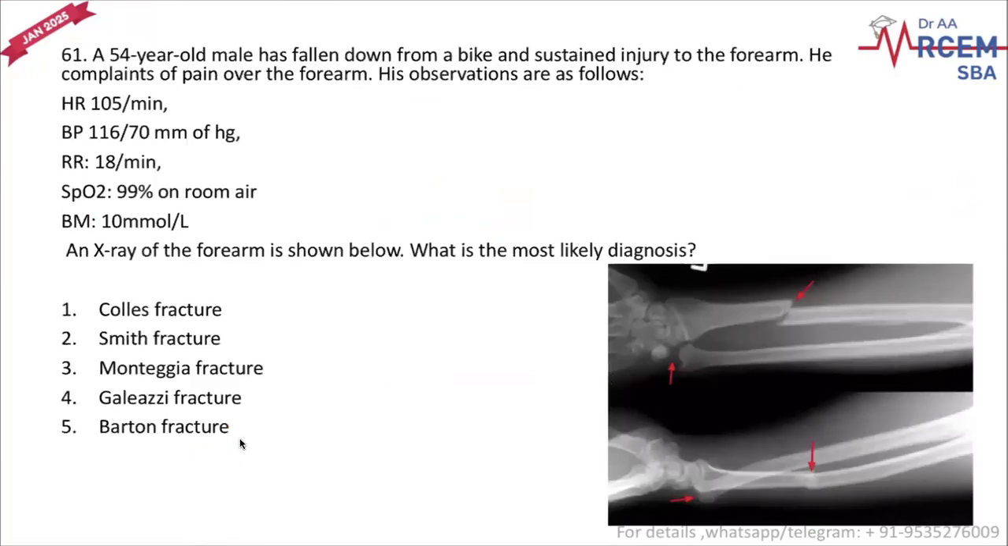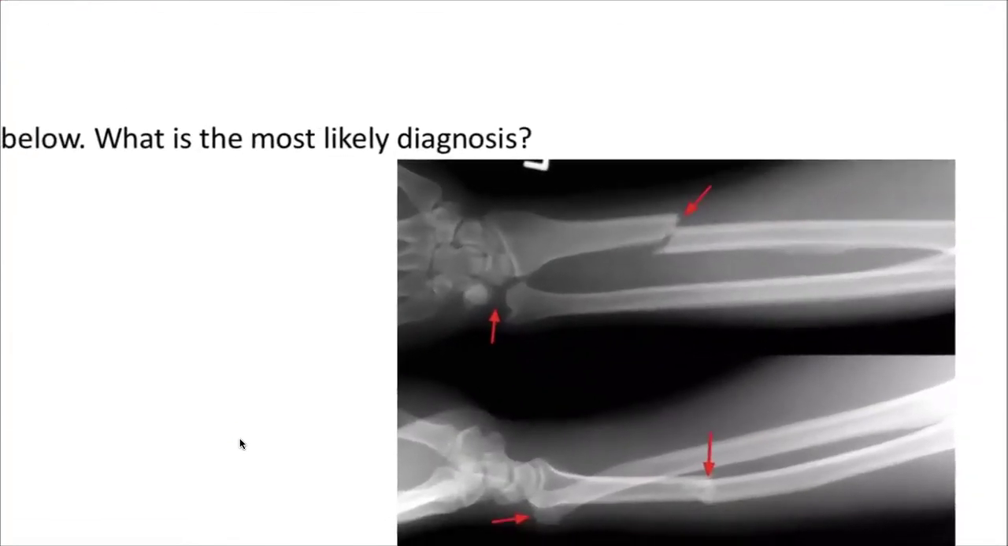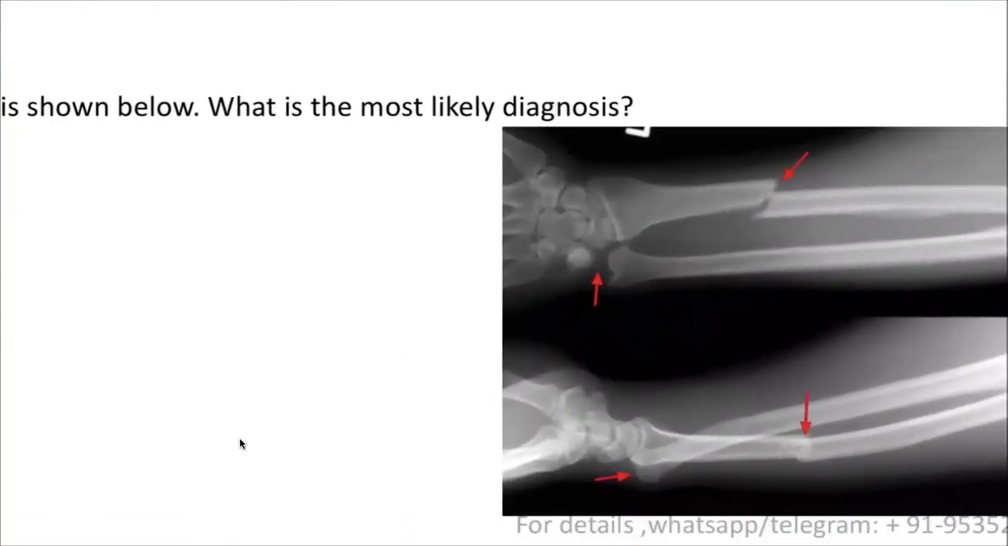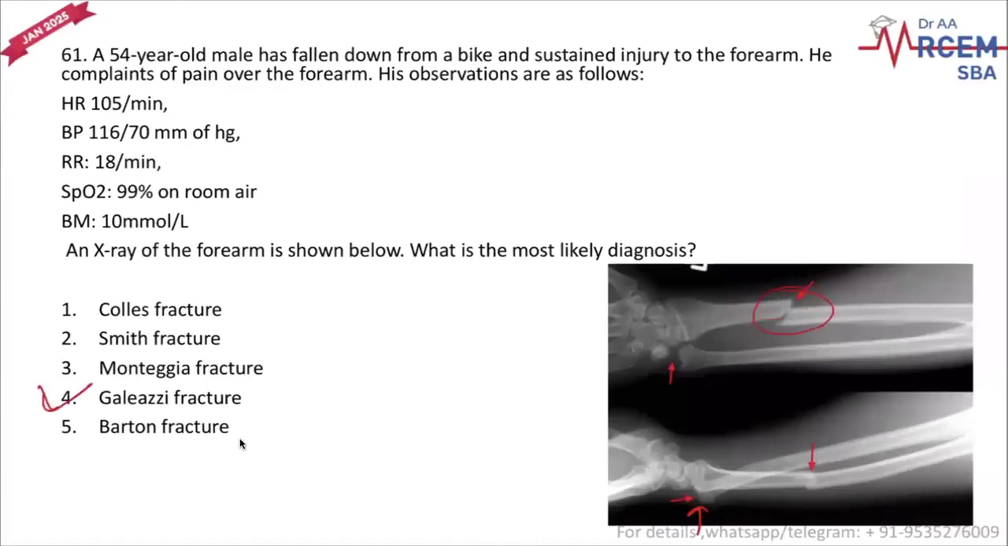But analgesia should be the next best step here. They're asking what is the diagnosis depending on the X-ray. So let us see what is the finding we are having on the X-ray. There is a shaft of the radius fracture along with a distal radio-ulnar joint dislocation. This is suggestive of a Galeazzi's fracture.